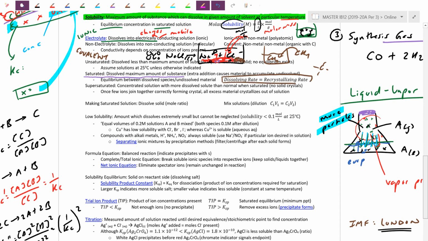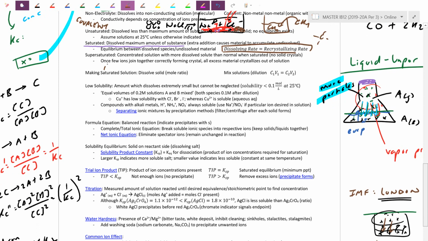For this whole chapter, we always put the solid on the left side. So let's say I have AgI as a solid. If I want to write out the equilibrium expression, Ag+ and I-, solid on the left side. So therefore, when I try to do a Kc expression, products over reactants, it's going to be Ag+ times I-. If there's any coefficients, I need to scale it up. But I end up dividing by a solid, which I ignore. So that's why it's just the product concentration multiplied.